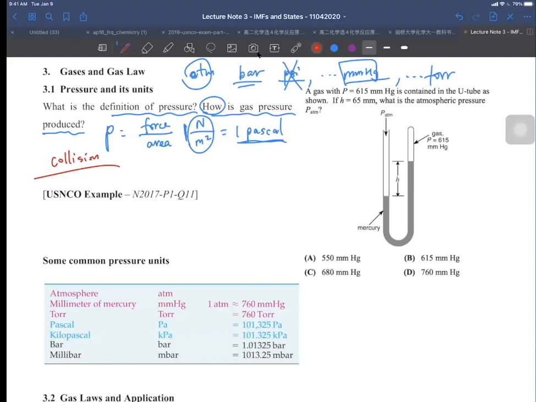So there is a very straightforward question. It's kind of a barometer in physics, a U-shaped tube, showing you the mercury in the tube. Let's be quick. Let's work on this question quickly, okay? So we are working on these multiple choices right now.